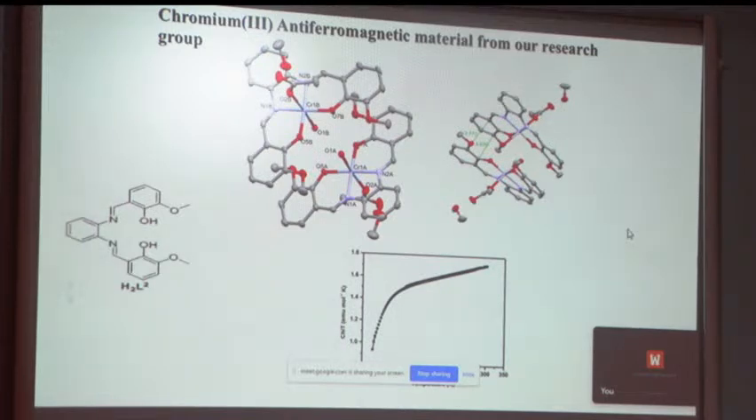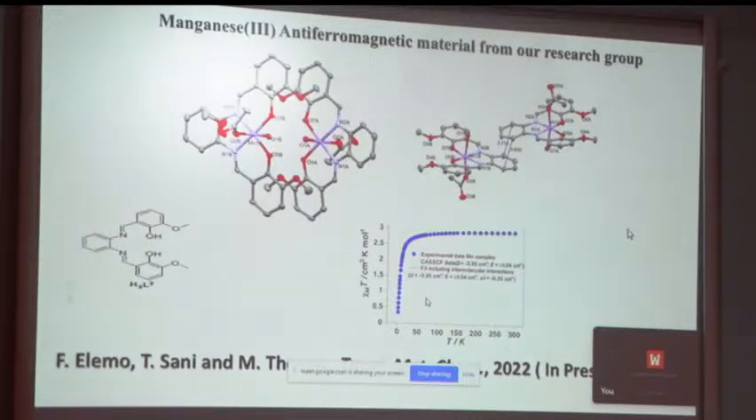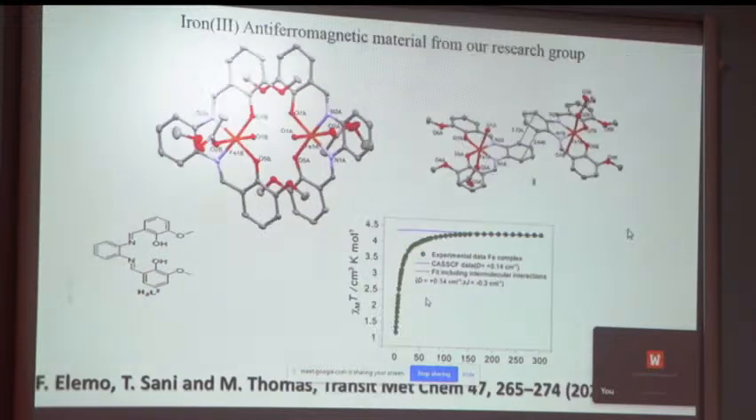You can see the χT versus T here. And the ligand used is here. You can see it is from a diamine, and this is o-vanillin. A Schiff-base ligand, a tetradentate ligand. It can have different coordination possibilities. And this is with manganese, the same ligand also with manganese, and that also has antiferromagnetic coupling.